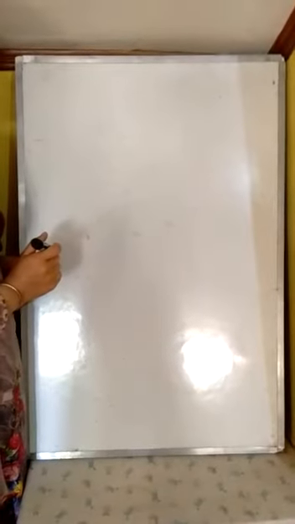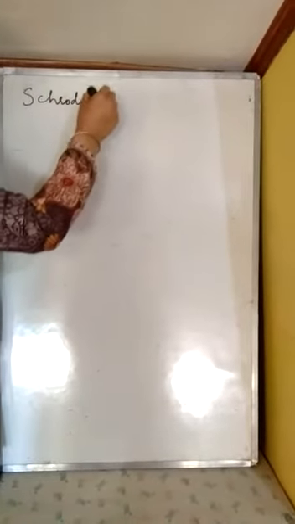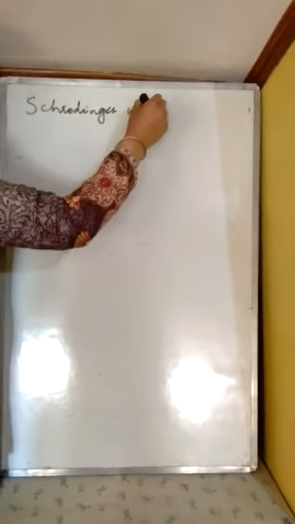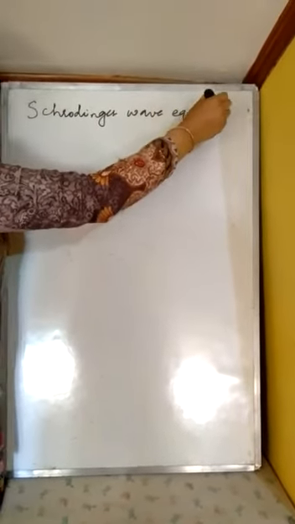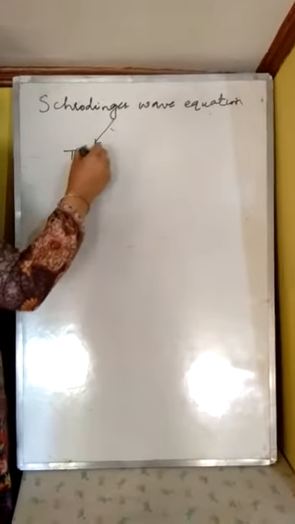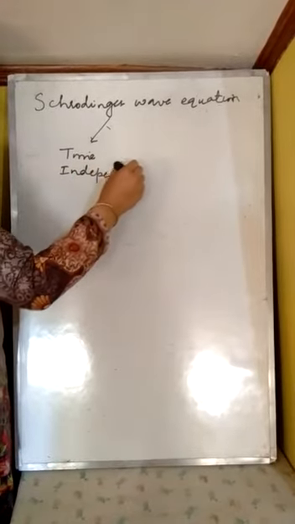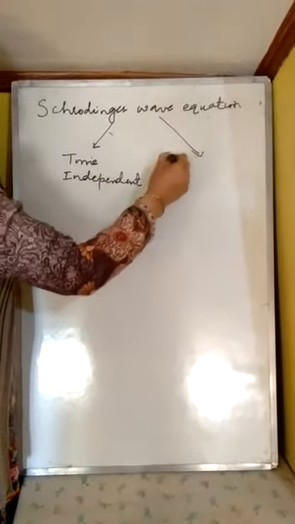Students, today we will do the formal derivation of Schrodinger wave equation. So today we are going to do Schrodinger wave equation. This comes under two headings. One is time independent form and another is time dependent form.